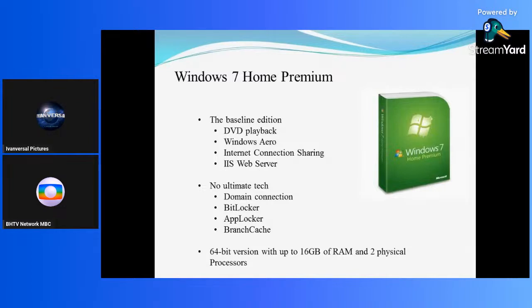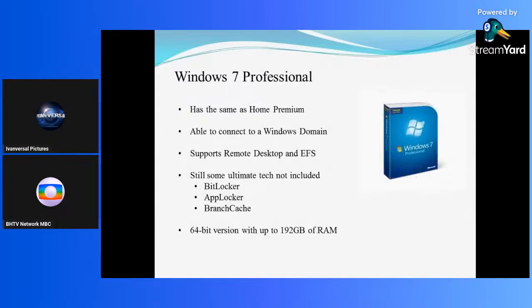The next version is Windows 7 Home Premium. This is the baseline version. This is the basic version that you will probably find if you were to go out and buy a laptop at the moment. There you have DVD playback, Windows Aero, Internet Connection Sharing, and also IIS web server. With this version, there is still, however, no Ultimate tech, as in domain connection, BitLocker, AppLocker, and BranchCache. There is a 32 and 64-bit version. The 64-bit version has the capability of having up to 16 GB of RAM and also 2 physical processors.